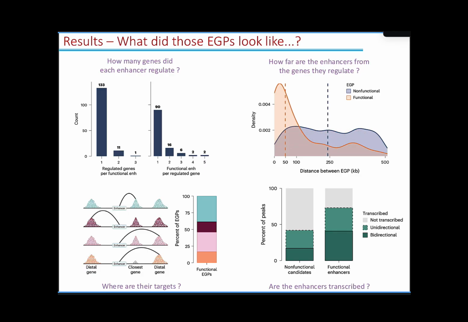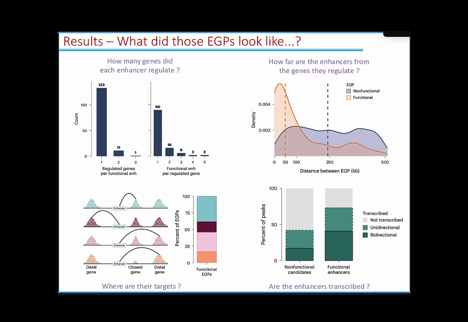This non-functional curve that you see here, they created by coming up with random enhancers and random genes, and it's sort of a sense for how far enhancers are from genes in the genome, and to show that it's not like an enhancer is never far away from a gene. They can be far away from a gene, it's just that they never regulate them.